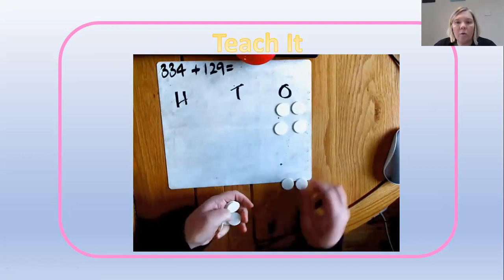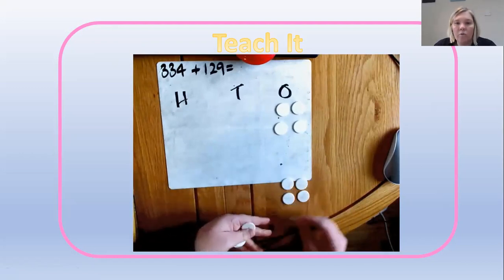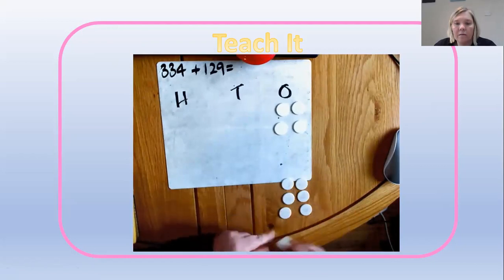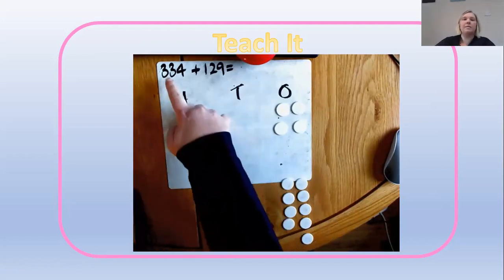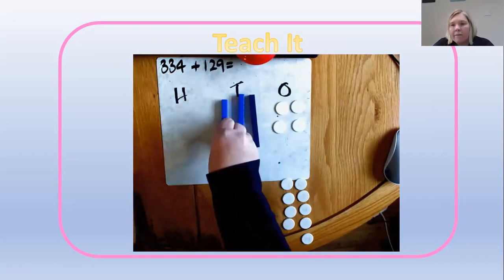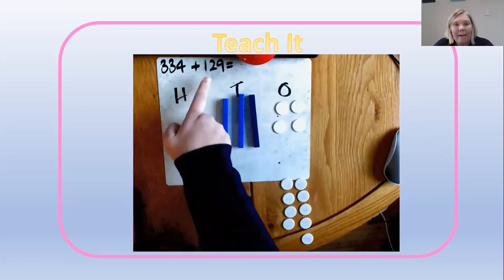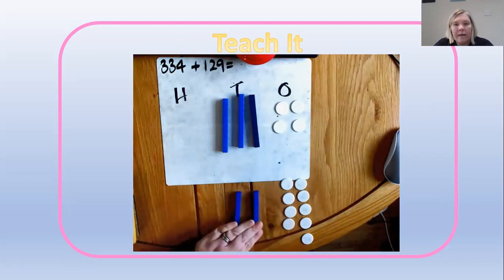Okay, so I've got my 4 ones, and I'm going to add another 9 ones to that. There we go. I've got 7, 8, 9 ones. So the next column I'm going to look at is my tens column. So I need 3 tens, which represents 30. And I also need 2 tens. So I've got my tens column there all set out nicely.